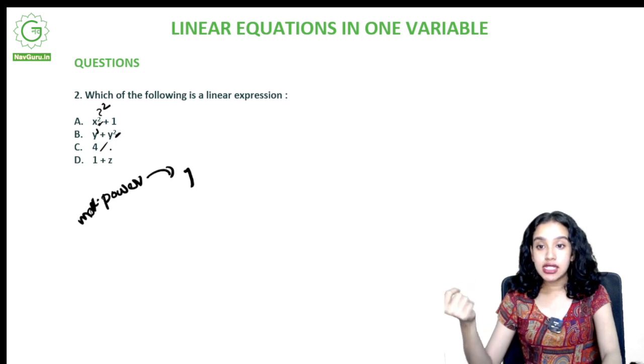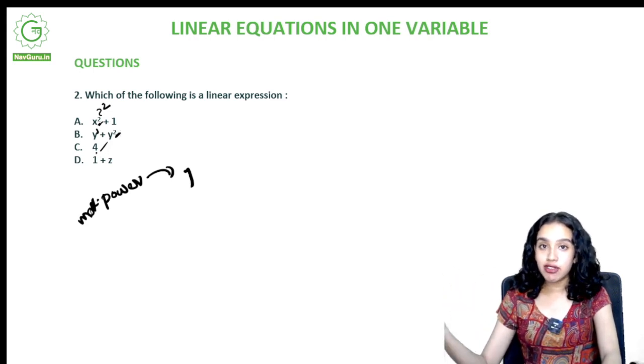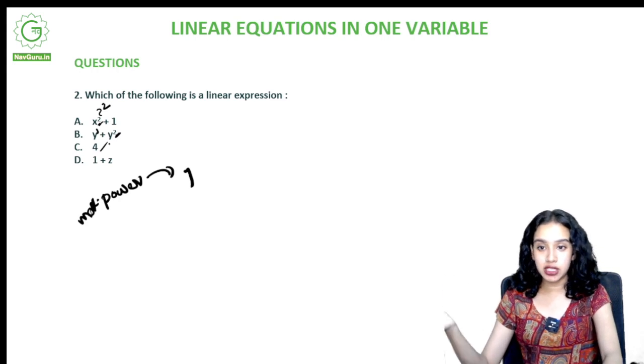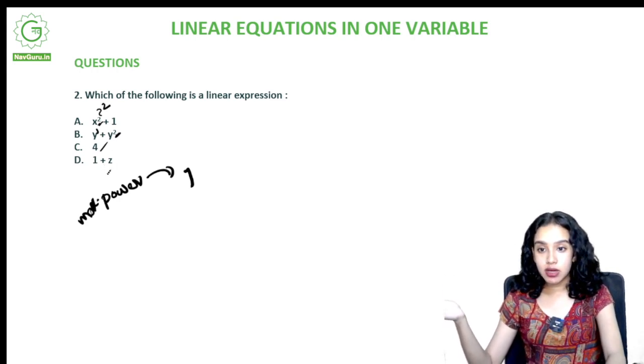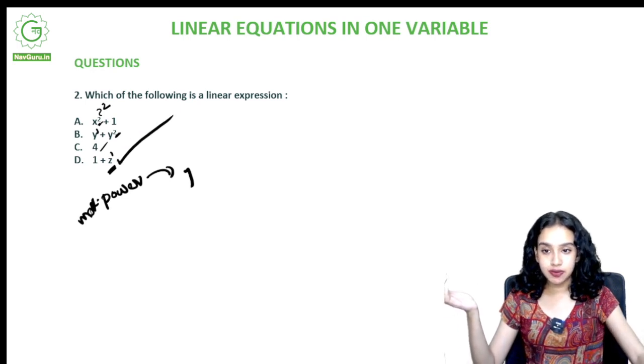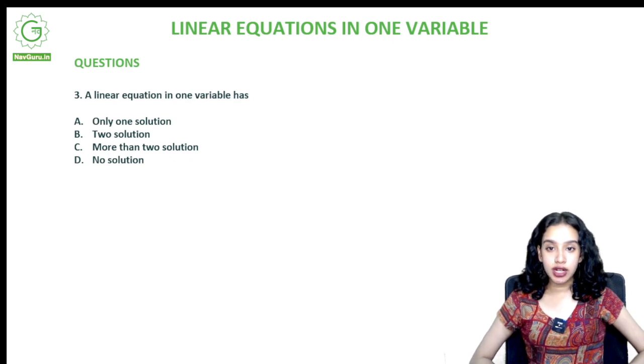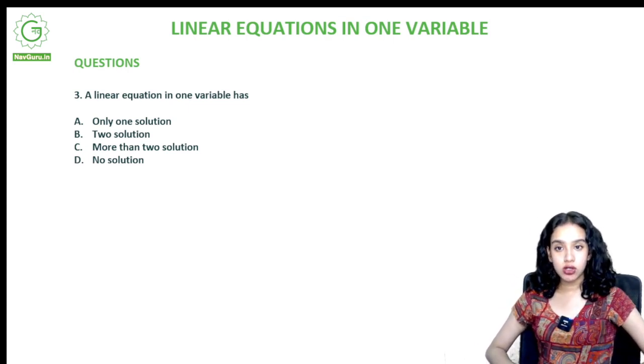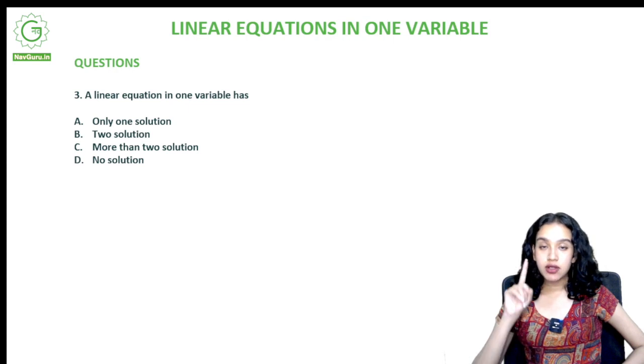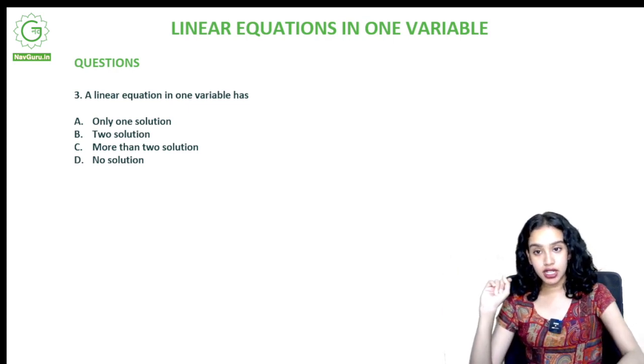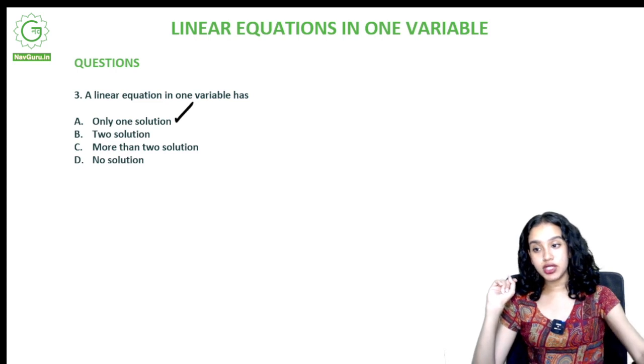4, does it have a variable? 4 doesn't have a variable, so it's not an equation here. And 1 plus z, yes, we have a variable z and the maximum power is 1, so the answer is 1 plus z. Now, a linear equation in one variable only have one solution, two solution, more than two solution and no solution. So, how many solutions does a linear equation in one variable have? A linear equation in one variable have only one solution because we have one variable with the power which is raised to 1, right? So, we only have one solution.